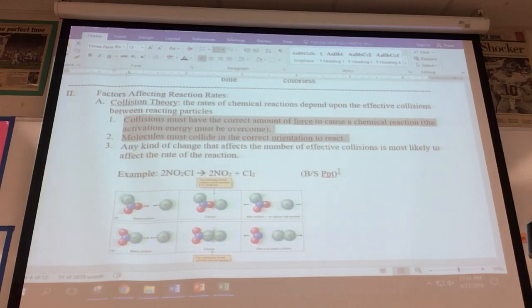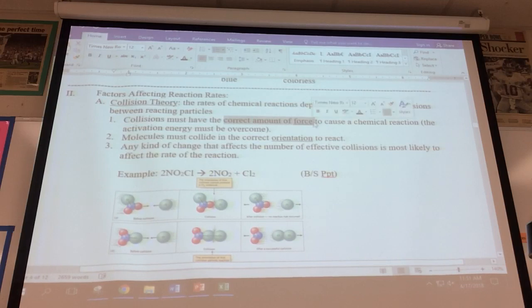So when you are looking for an effective collision, within that collision you must have the correct amount of force. So you got to hit hard, and you must overcome the activation energy. I added that in your notes here. It's not going to really make sense yet, but at the end of the chapter, when we do the reaction profiles and diagram out the activation energy, it'll make more sense.